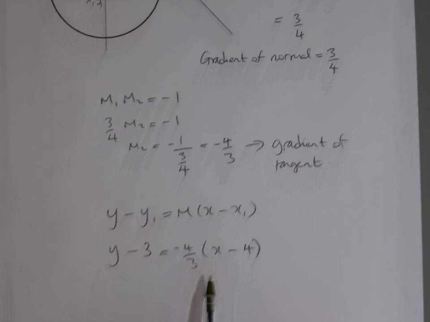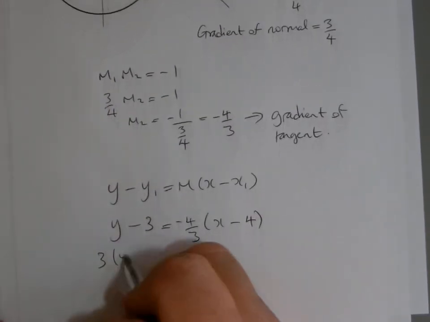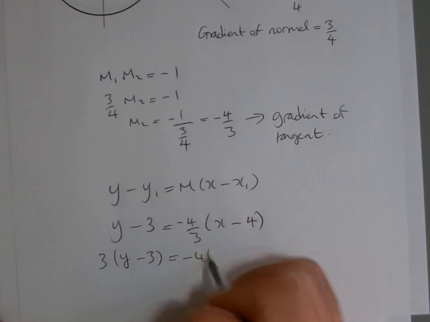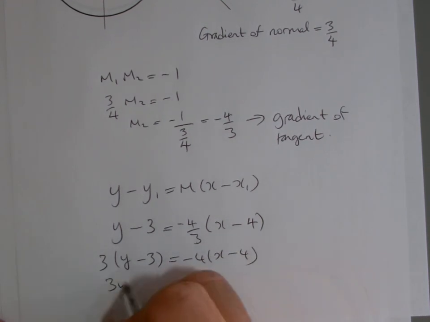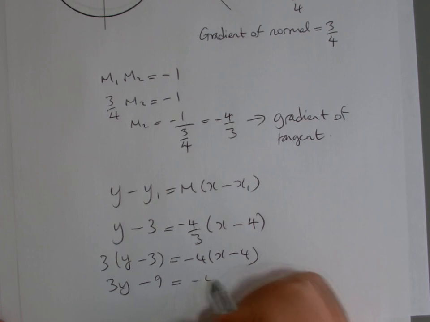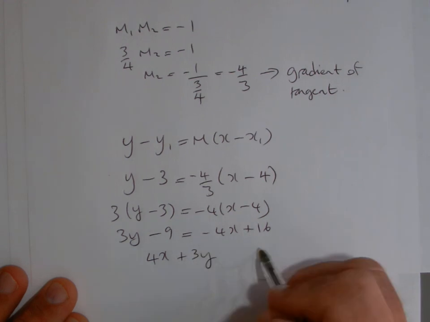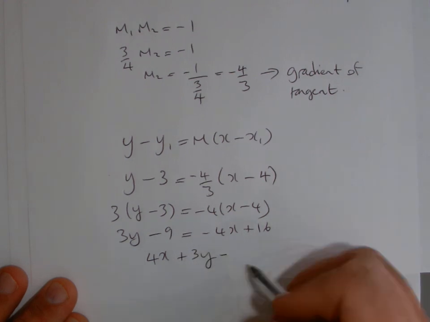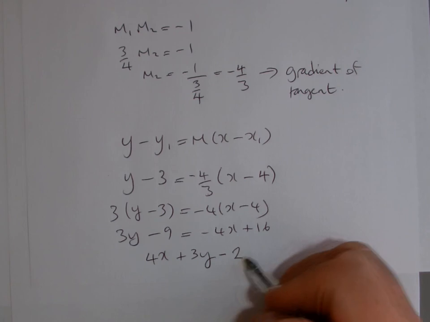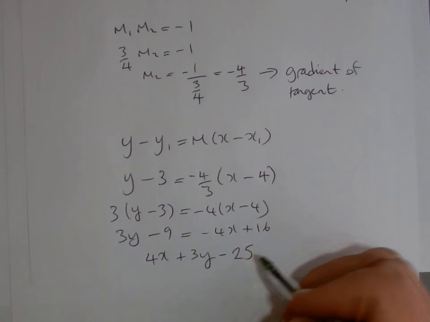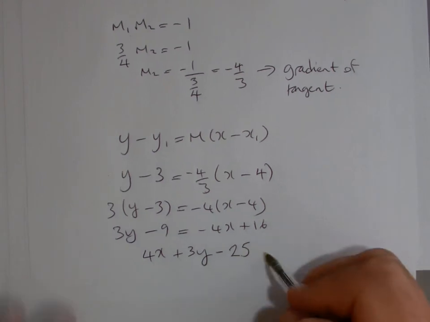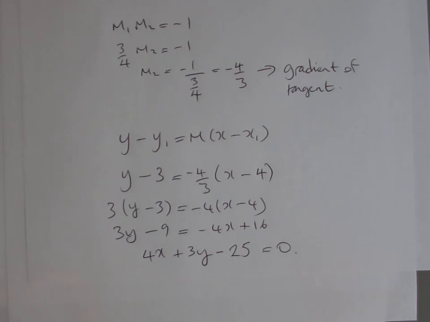So we can tidy this up a bit then. You can think about taking that 3 over to the other side and multiplying through by 3. So 3y minus 9 equals minus 4x plus 16. And then maybe get everything onto one side. So 4x plus 3y, take that over, so you get minus 25, I think, if I've done that right, equals 0. So there's the equation of my tangent.